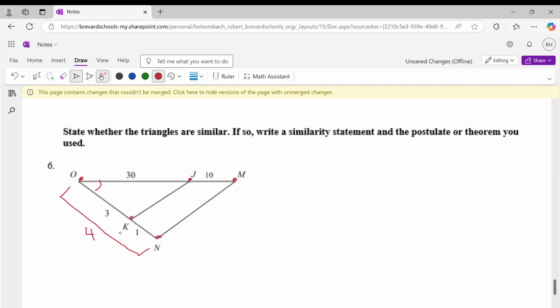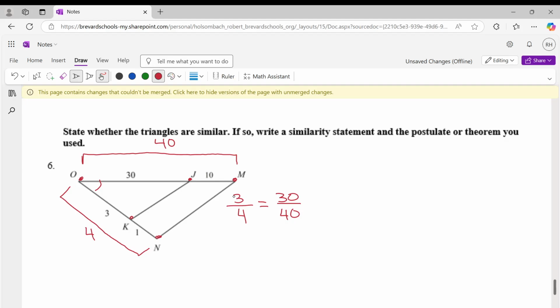Good, it's 4. 3 plus 1. And the length of this side of the big triangle, that's 40. So we're going to write a proportion. We're going to take small side of the small triangle over small side of the big triangle and see if it's equal to the larger side of the small triangle over the longer side of the large triangle, which is 40.